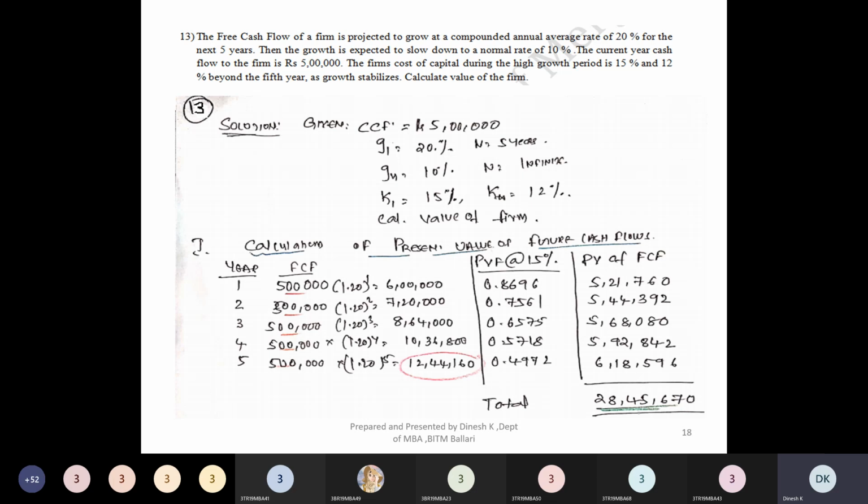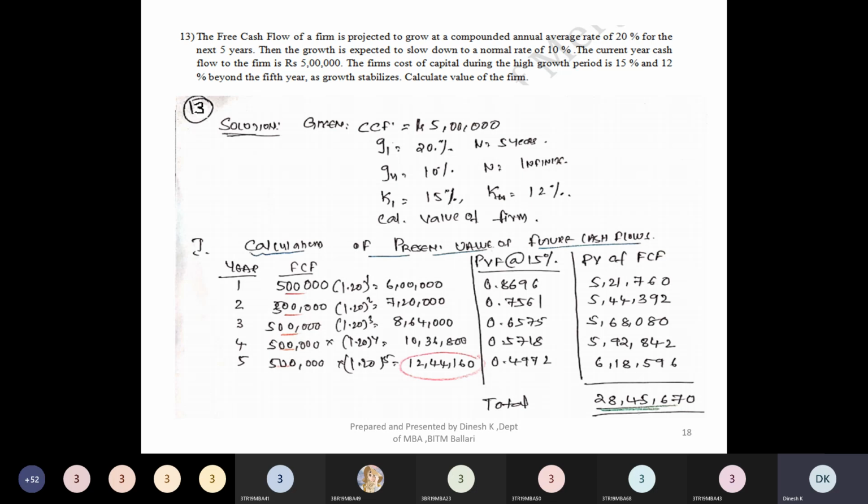That is for the first year at 15%. What is the present value? That is 0.8696 multiplied by 6 lakhs. So you will be getting the present value of the future cash flow as 5,21,760, right? That is the value you are going to get.